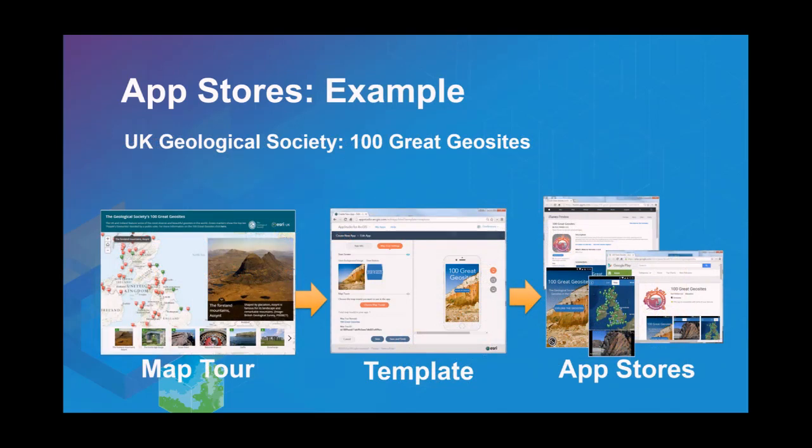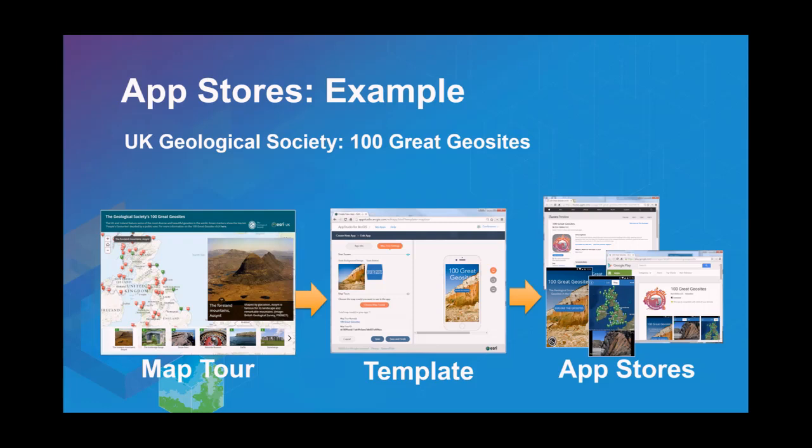So here's an example of someone going to the app stores. This is the UK Geological Society. I would say it was a year and a half ago, maybe 2 years ago, they had this public vote, saying, hey, public, vote for the 100 greatest geological sites in the UK. Beaches, rock formations, hills, all sorts of things, the geosites, as they call them. And people voted, and they got this big, beautiful list.